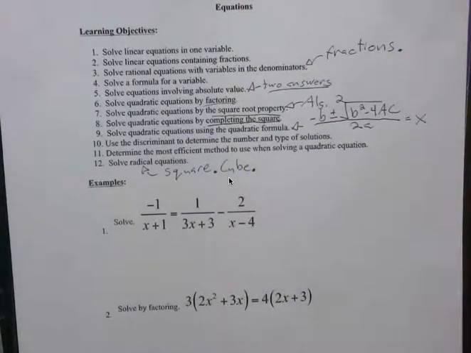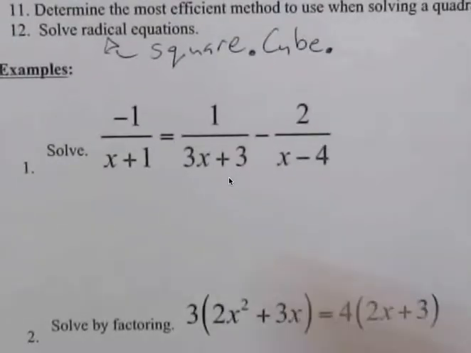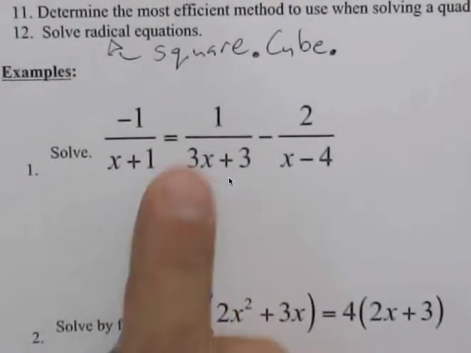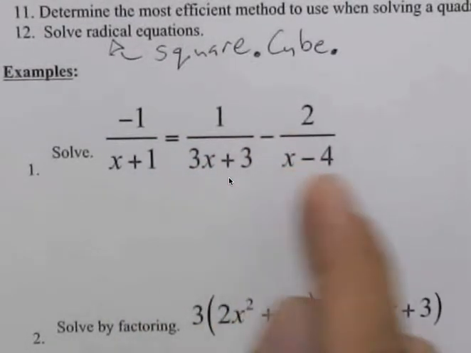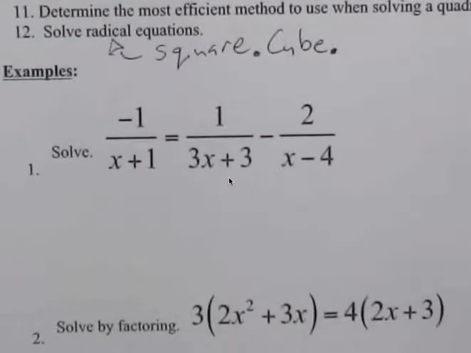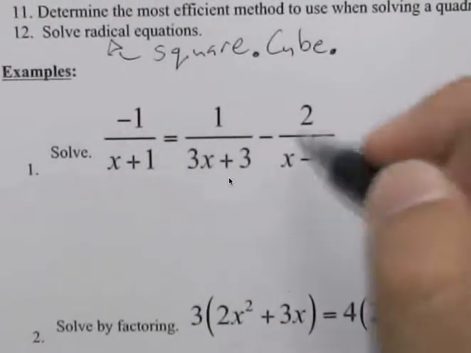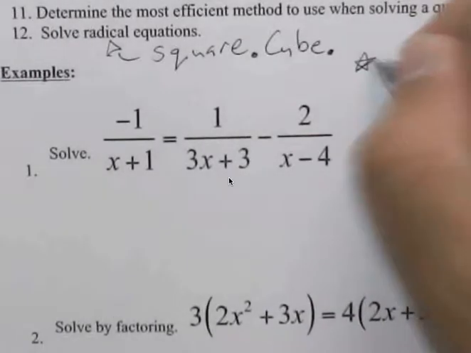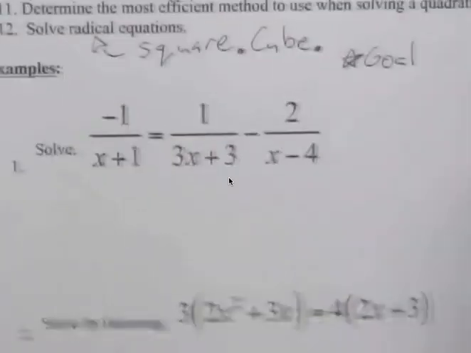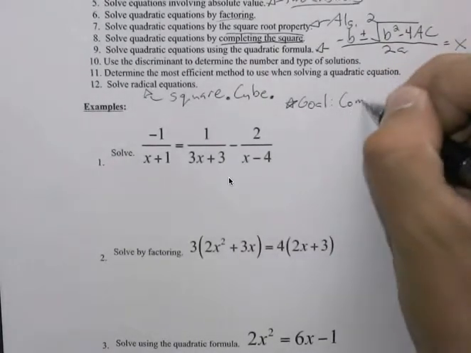With this first problem, we're being asked to solve, and we have a rational expression of -1 divided by x plus 1, and this equals 1 over 3x plus 3, subtracting 2 divided by x minus 4. This has a lot going on with it. Previously, with rational expressions, we've seen that we need to have the same denominator before we can really start to focus on combining the top. So that's an important goal. Our goal here is trying to get common denominators.